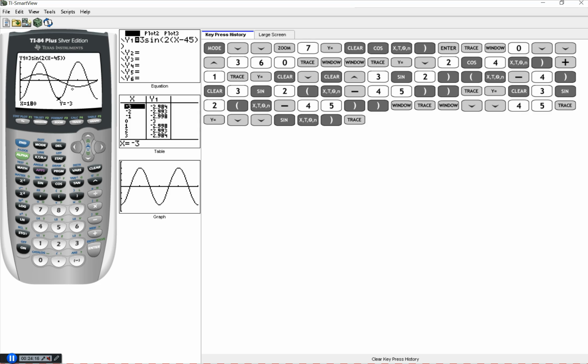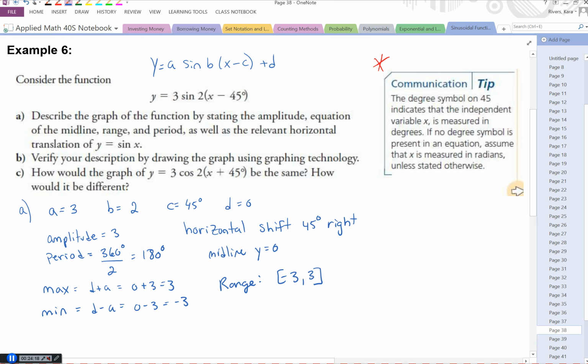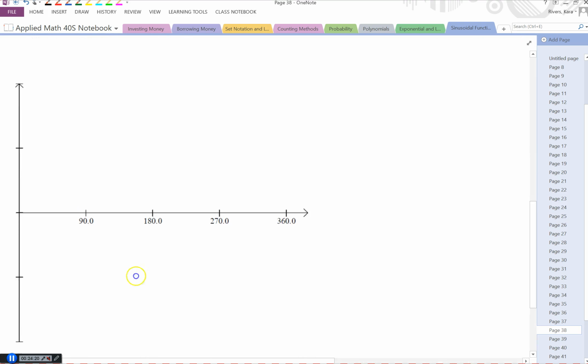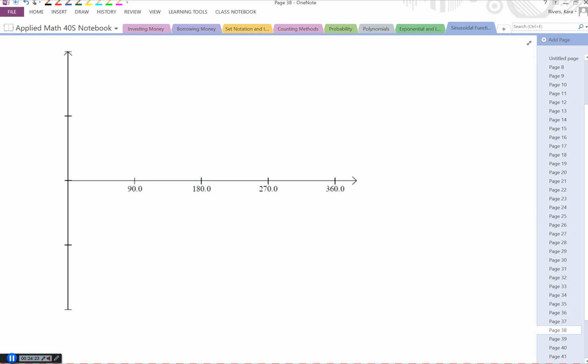Okay, let's go ahead and graph this in our notes. We can put in those in-between points like we did on our graphing calculator, because that's going to help us with our graphing. Now our minimum was negative 3 and our maximum was positive 3. So if we leave our scale the same as we had it before, that should accommodate that as well.